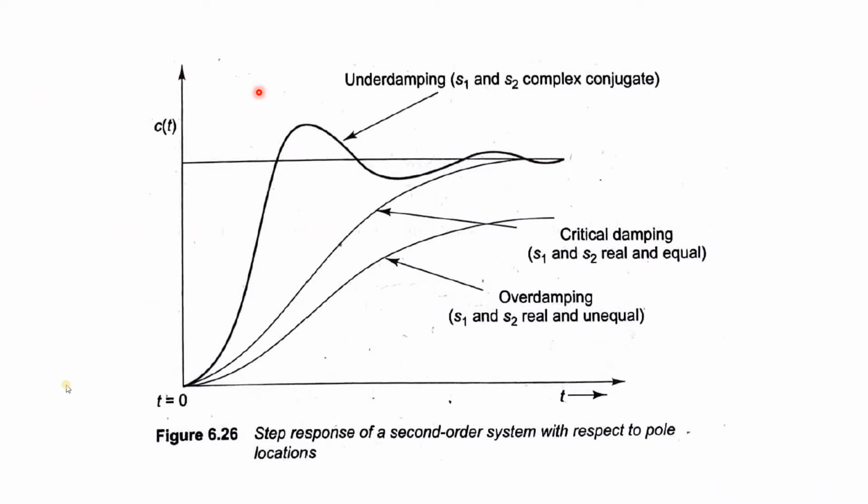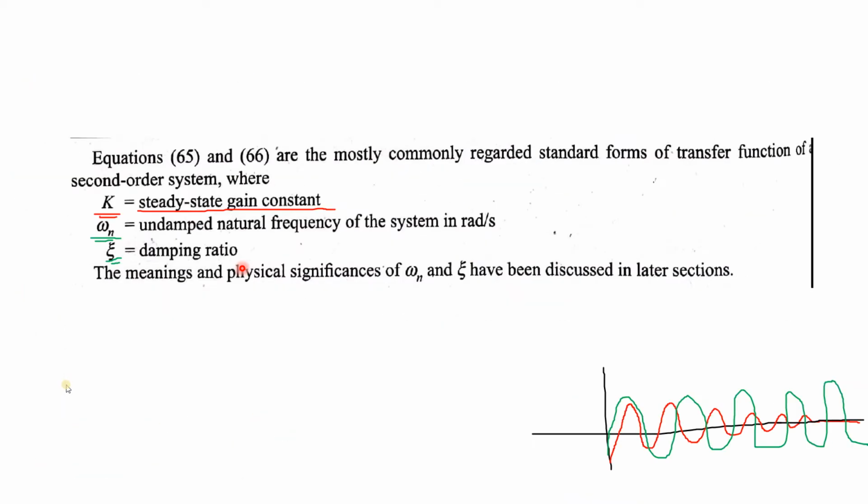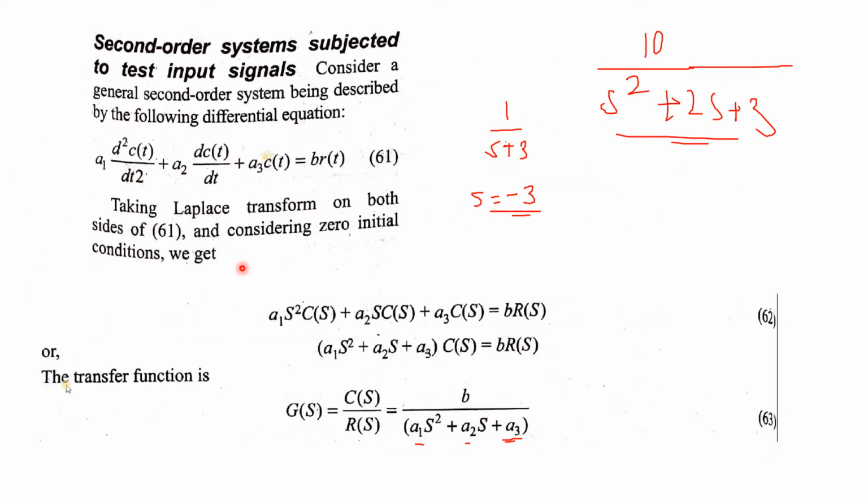It is called an undamped system. If you see this particular figure, you will be able to understand. Before going to this, I just want to tell you that this entire system, the time response analysis, is a little bit bigger one. So we are going step by step.